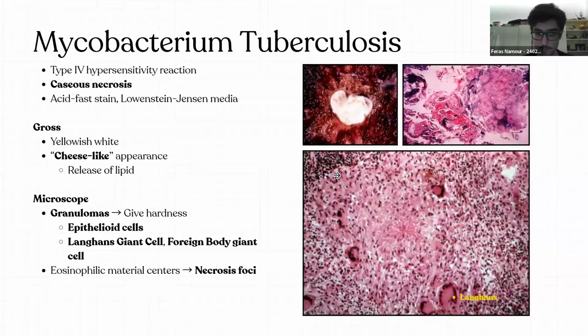So it's simple, it's easy. It's the stuff we just talked about. It's the stuff we just studied. Caseous necrosis, granulomas, cheese-like appearance, and large giant cells. The acid-fast stain and Lowenstein-Jensen media should be covered in your micro, inshallah.